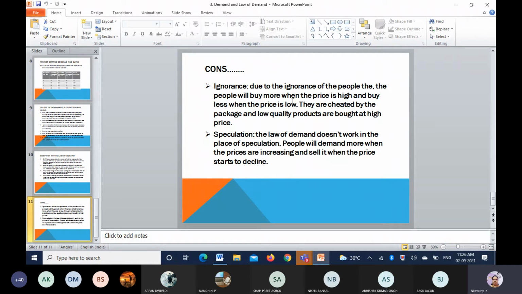And then comes the ignorance. Due to the ignorance of the people, sometimes it happens that people will not know what is actually happening in the market, why there is a rise in the prices or why there is a fall in the prices. So they will be acting in a totally different way, or they will be cheated by the packaging. Again, we know that when it is packed properly and given in a hypermarket like Almart, supermarkets, More market, anything like that, people go and blindly buy it and come.